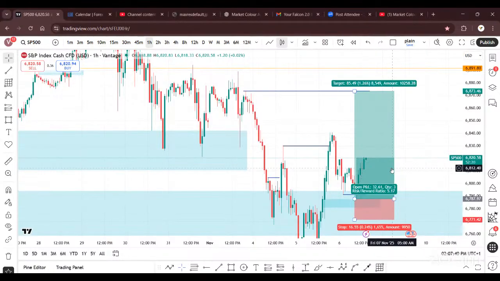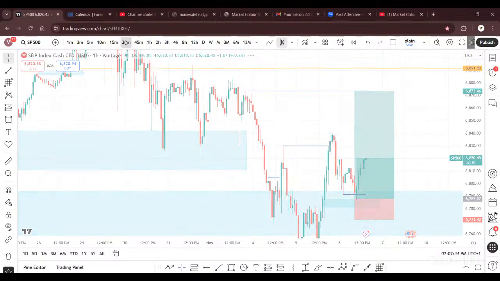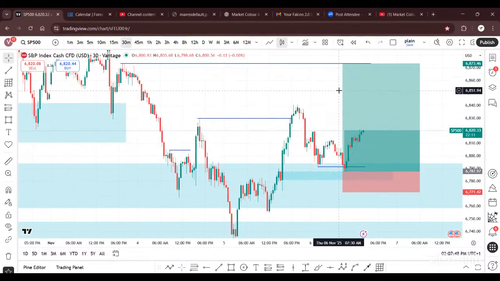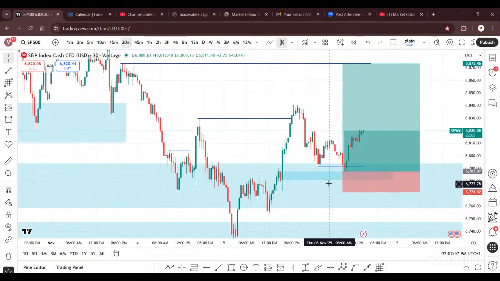Price has already done 1:2, right? If you look at this, it was a very simple analogy. There was a shift of structure to the upside, and then we had a fair value gap and an order block just below this level that we expect price is going to tap into for it to continue to the upside, right?